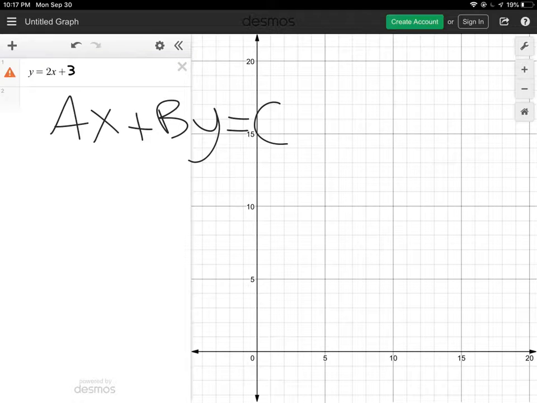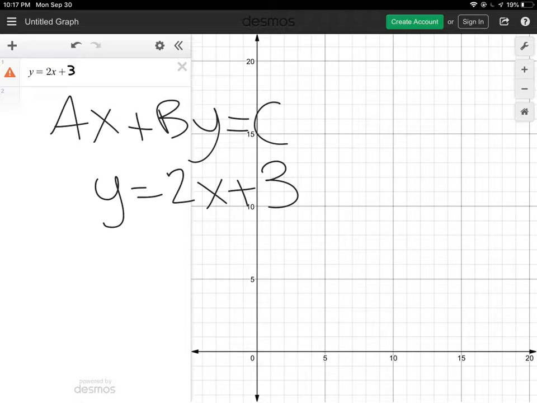In order to do this, a, b, and c must be integers. You are not allowed to have fractions. So to start off with our equation, which is y equals 2x plus 3, which is in slope-intercept form, which we are now changing to standard form, we must subtract 2x because a is on the left side of the equation.